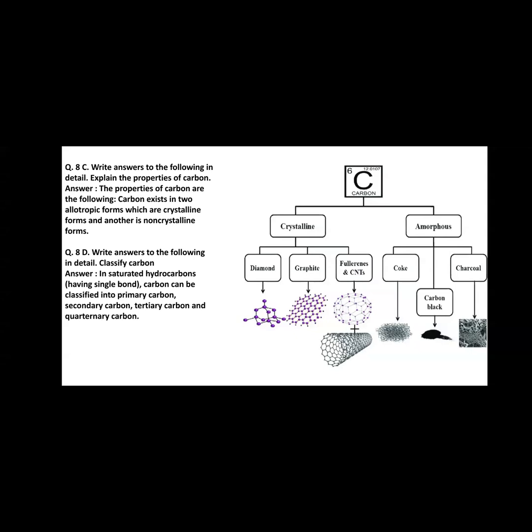The figure or the image beside it shows the two types of carbon, that is crystalline and amorphous. The crystalline has three examples: diamond, graphite, and fullerenes, and amorphous has three examples: coal, charcoal, and carbon black.